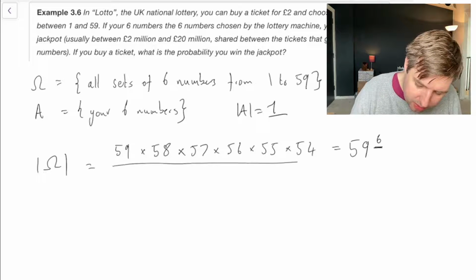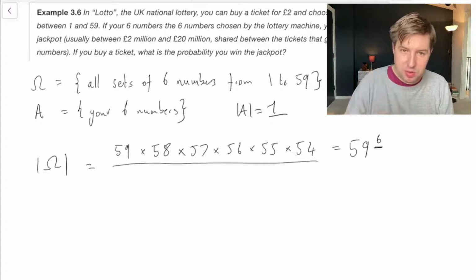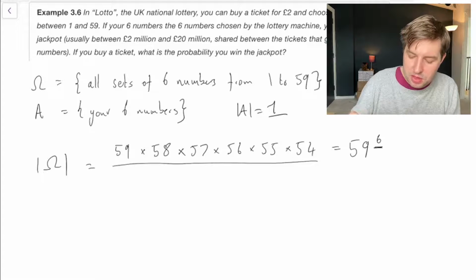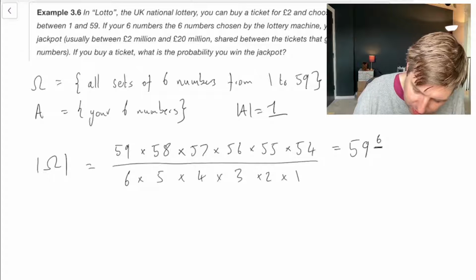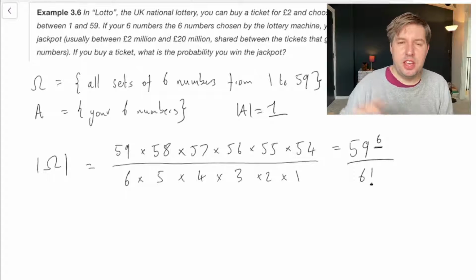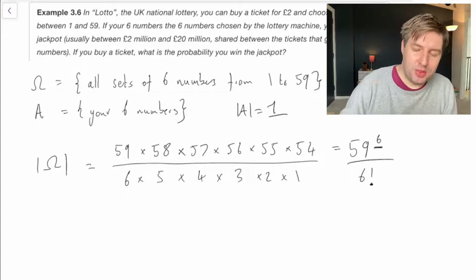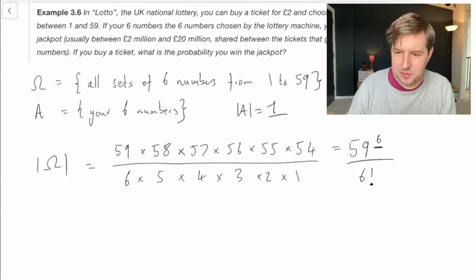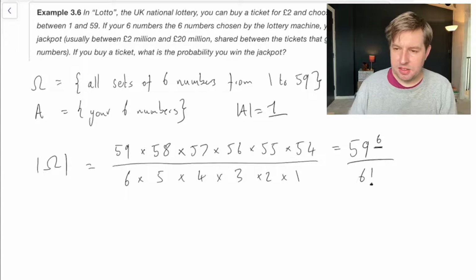How many times have we counted each one? Well, it's the number of ways of ordering the 6 balls, right? For every way that the 6 balls could be ordered, we've counted it, and that's 6 factorial. We know that from the previous section. That's the number of ways to order the 6 balls that come out: 6 times 5 times 4 times 3 times 2 times 1 equals 6 factorial. So there are 59 to the falling factorial 6 ways the balls can come out, but each set of balls has been counted 6 factorial times. So that's the number of possible outcomes here, of possible winning tickets.